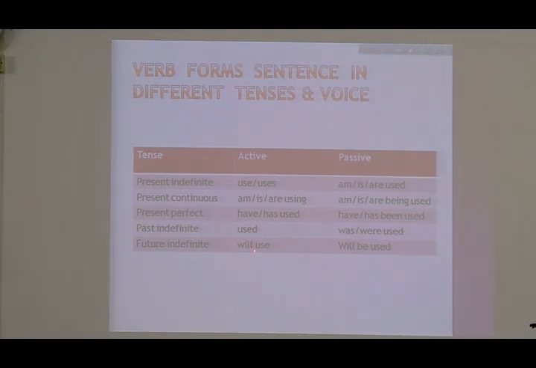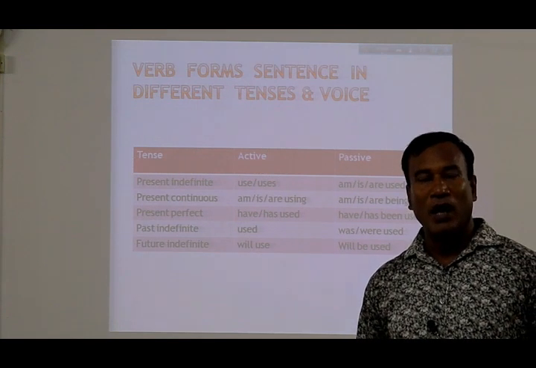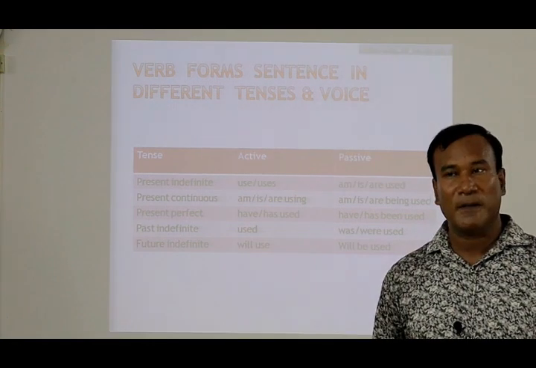Future indefinite, ব্যবহার করব, will use, ব্যবহার করা হবে, will be used. আমি ফোনটা ব্যবহার করব, I will use the phone. ফোনটা ব্যবহার করা হবে, the phone will be used.